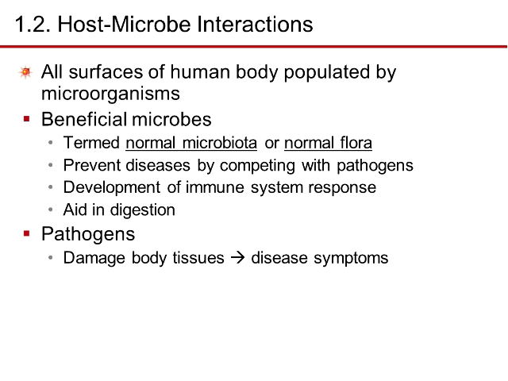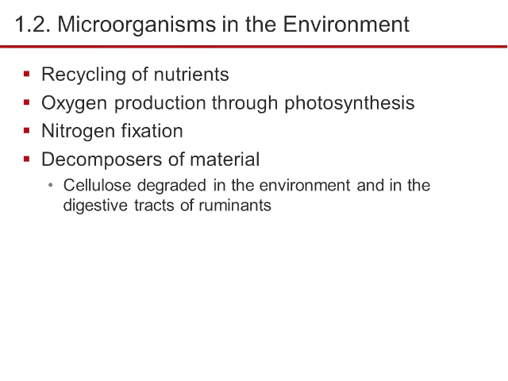Now, beneficial microbes are termed normal microbiota or normal flora. They prevent disease by competing with pathogens, and they help develop an immune system response, and they also aid in our digestion. Now, pathogens, by definition, damage body tissues. They cause disease symptoms. They have a negative effect on the body, whereas these microbiota or normal flora have no effect on the body. We live in a symbiotic relationship.